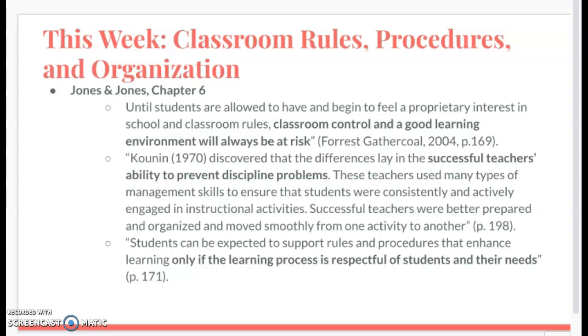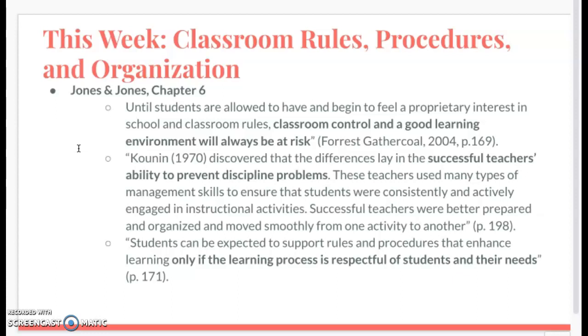So a couple ideas that I want us to think about as you read through this chapter, which has just tons and tons of strategies that I hope will be interesting to try. First of all, there's a quote that opens the chapter from Forrest Gathercole, who writes, "Until students are allowed to have and begin to feel a proprietary interest in school and classroom rules, classroom control and a good learning environment will always be at risk." So something for us to consider is the extent to which our own students have a say in developing the rules that they themselves will be held to throughout the school year.